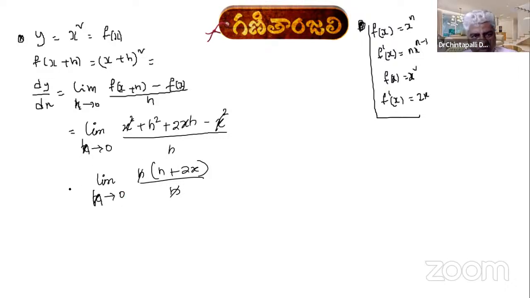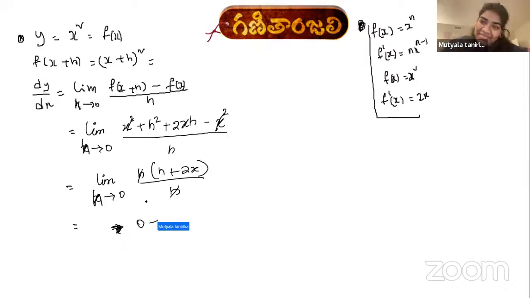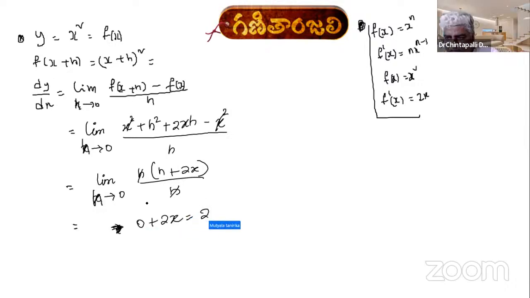Now you can plug in h is equal to 0. Do I have to write the limit for plugging in? Till now you need to write it; now onwards we need not write. It implies 0 plus 2x. So it's 2x. The answer is 2x only, right?